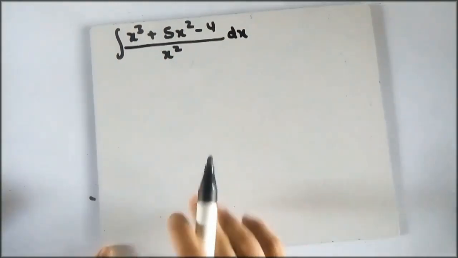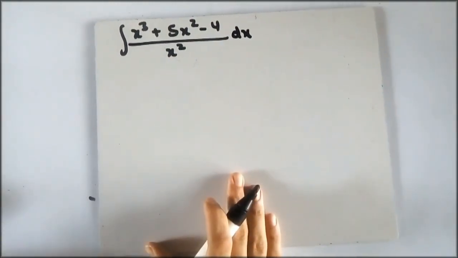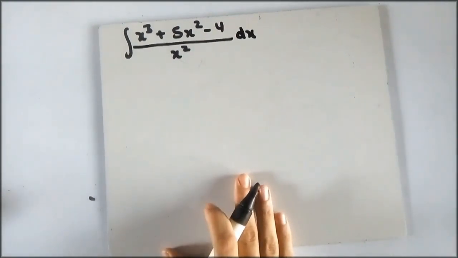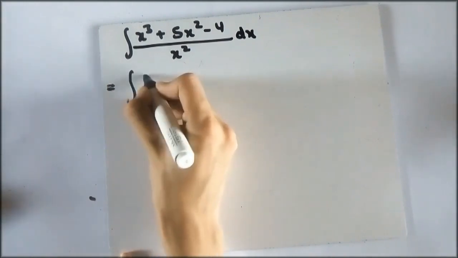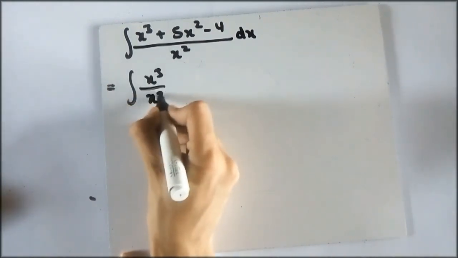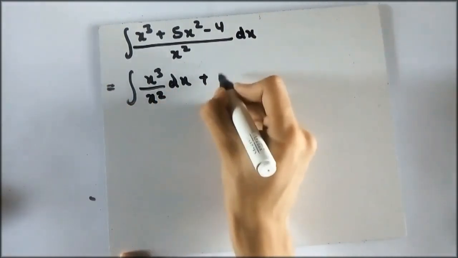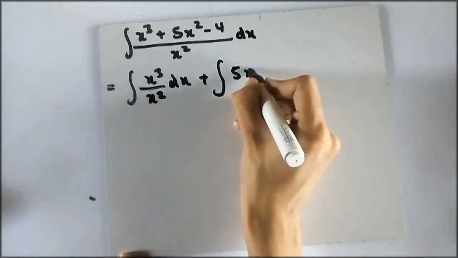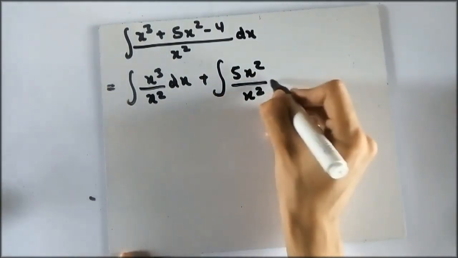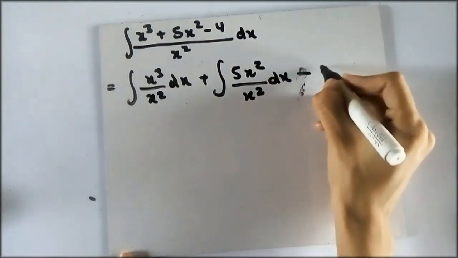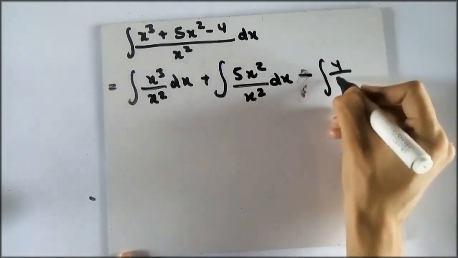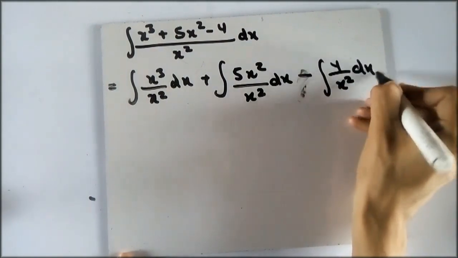Now the solution of this question is really simple, and you don't need to memorize any difficult formulas for this one. Just separate this as integration x cubed divided by x squared dx plus integration 5x squared divided by x squared dx, minus integration 4 upon x squared dx.